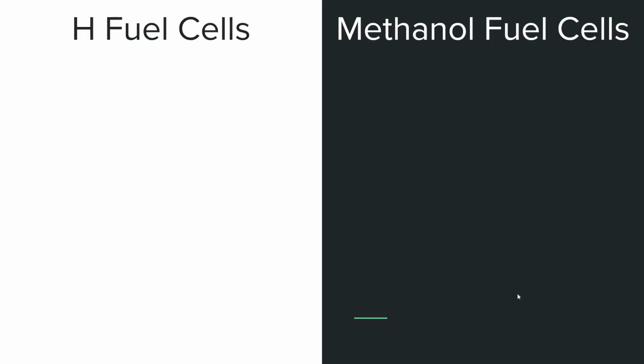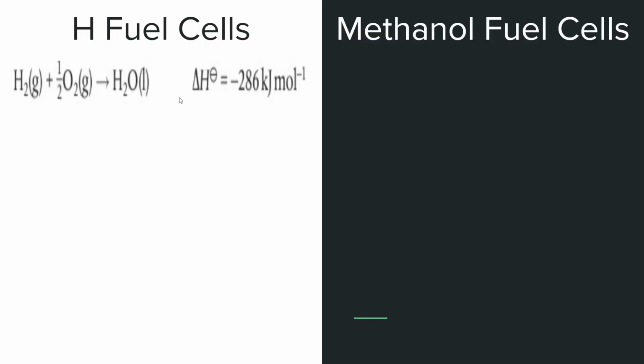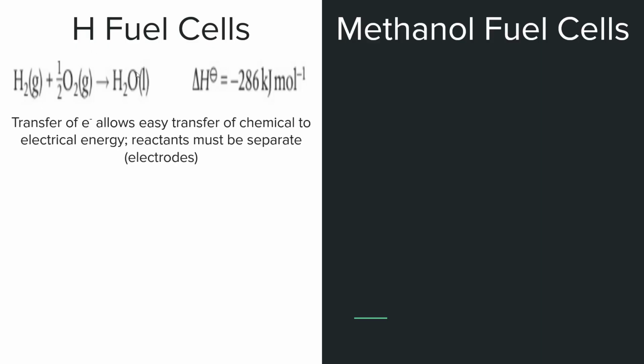Now, the next thing that we're going to talk about are hydrogen fuel cells, which are going to be separated into hydrogen fuel cells and methanol fuel cells. So a hydrogen fuel cell is going to look like this. We're going to have hydrogen gas, which is going to react with oxygen gas to make water. 1 mole of water, delta H, because it's a standard delta H of formation. So the transfer of electrons, which is why you have that 1/2 oxygen.